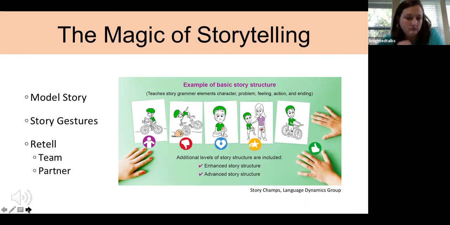So you would start teaching a story with all of those paired, and then you would eventually fade the visuals. So first you would model the story, use gestures, retell as a group if you do have a small group, or just with your student.